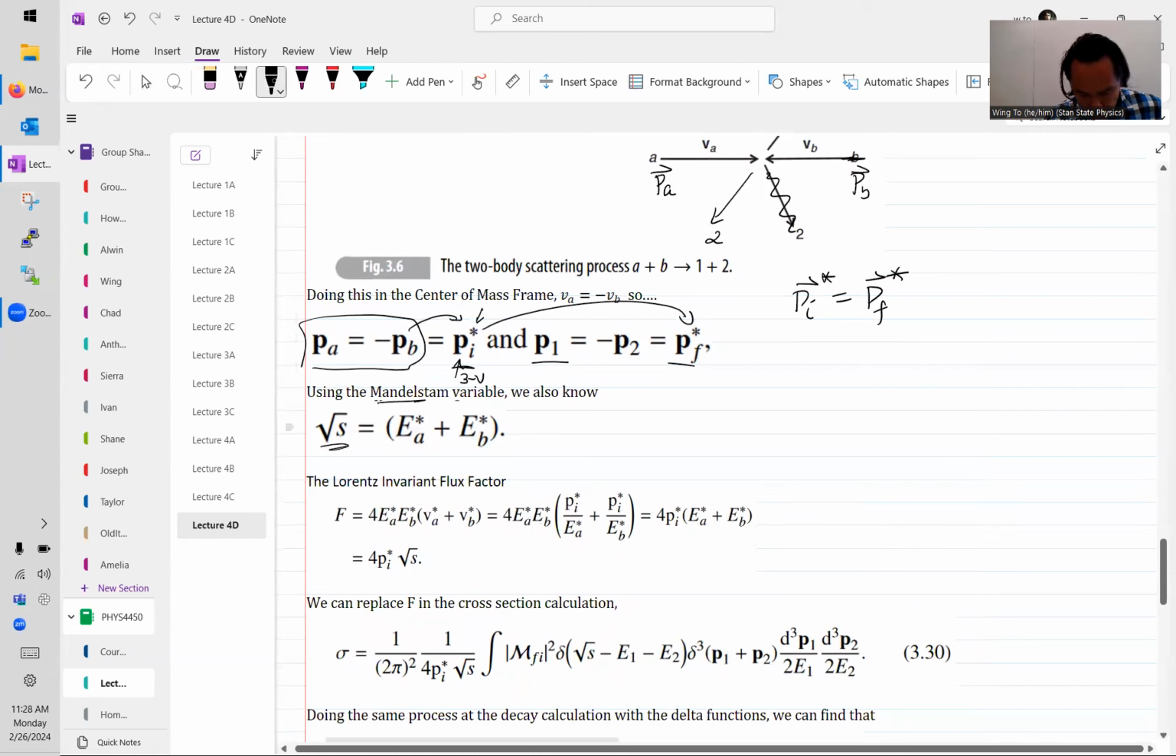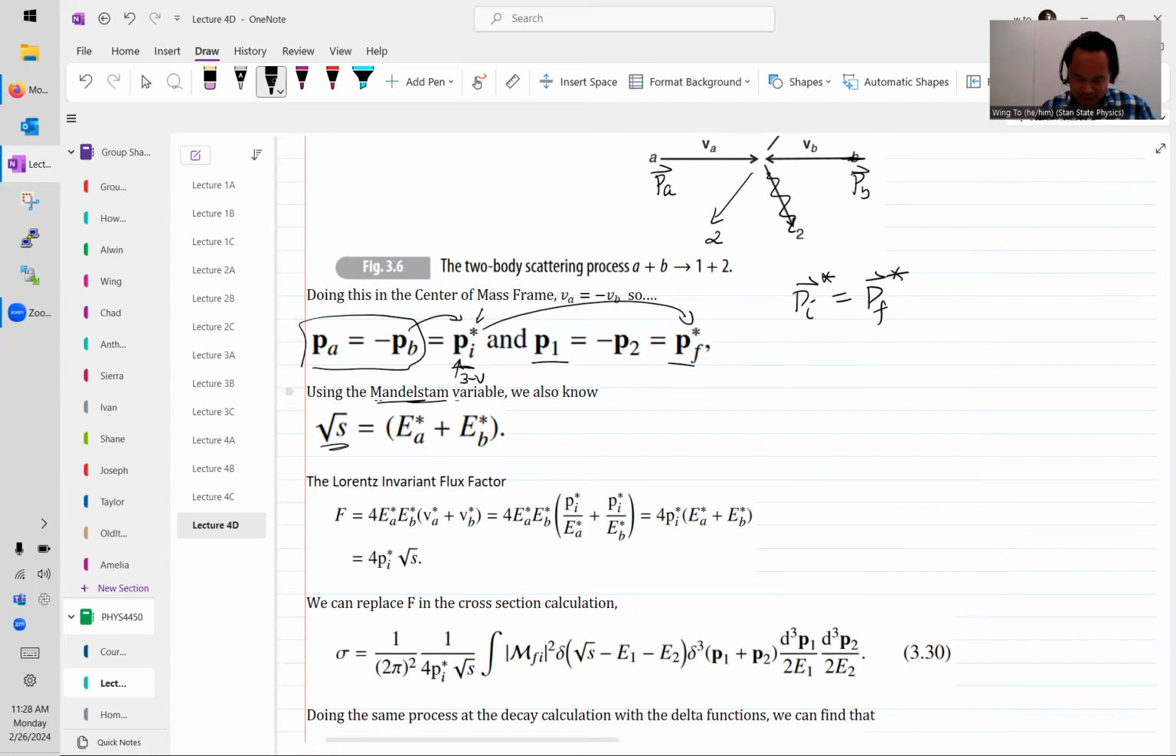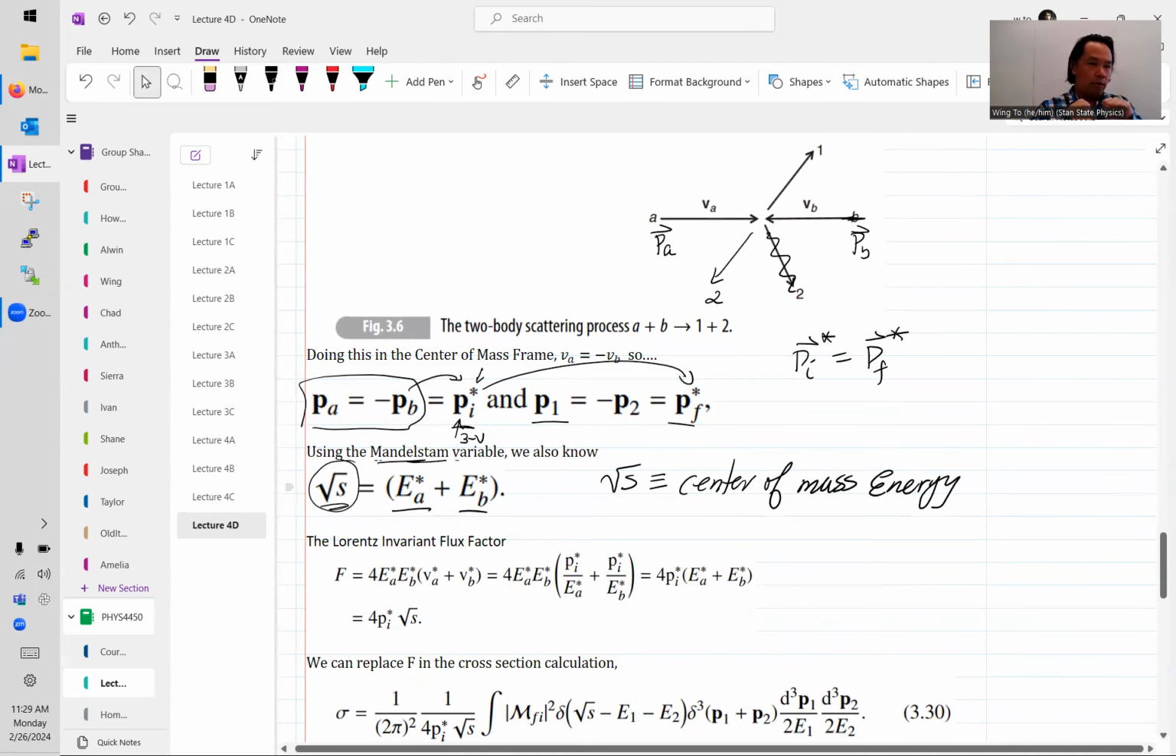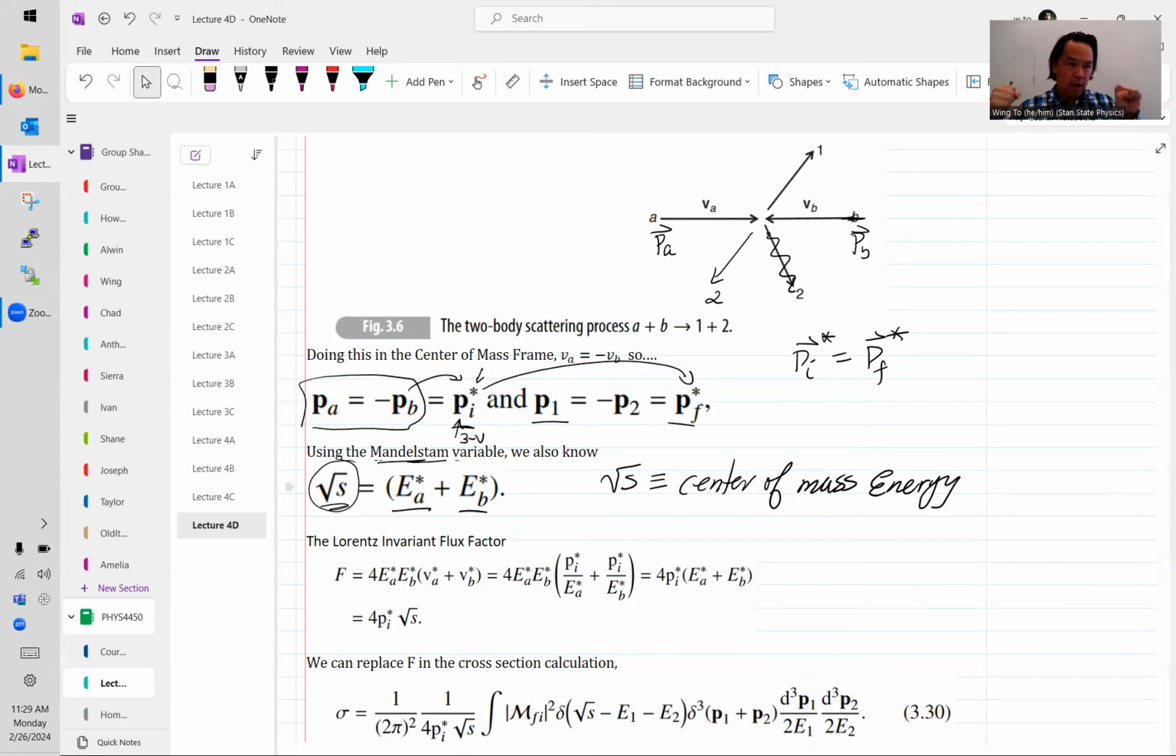And using one of the Mandelstam variables. I know this is a special variable, square root of S. It stands for the center of mass energy. Square root of S. It's the center of mass energy. It's basically going to be the sum of the energy of particle A coming in, particle B coming in, in their reference frame. So this is only valid in the center of mass frame, because remember, energy is not Lorentz invariant, it depends on which frame of reference you're using, right?